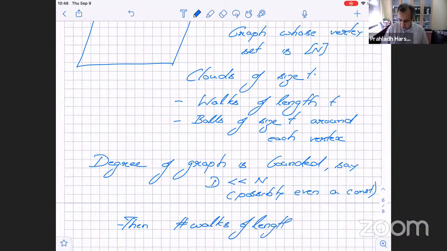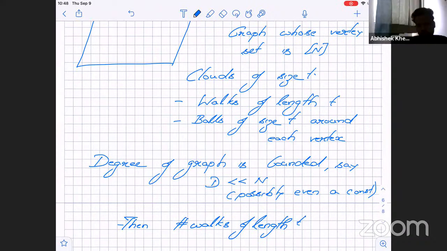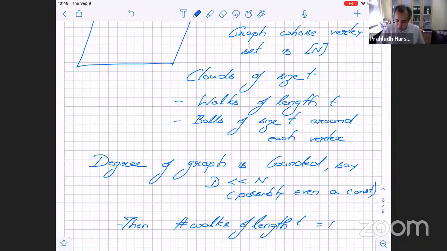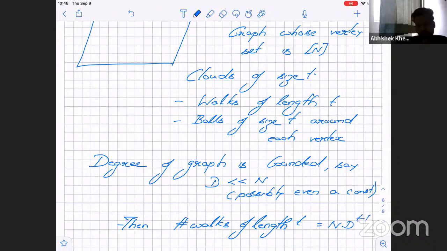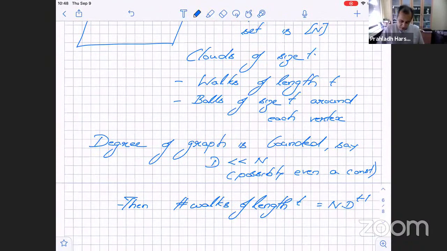So suppose a graph has degree d. What's the number of walks of length t? d to the power t. It's n: you have to choose the starting vertex, and then d to the t minus 1. That's the number of walks of length t. Notice this is substantially smaller than n to the power t if d is much, much smaller than n.